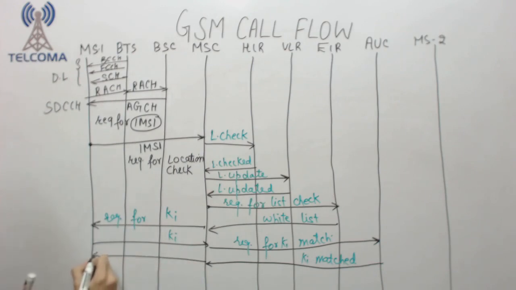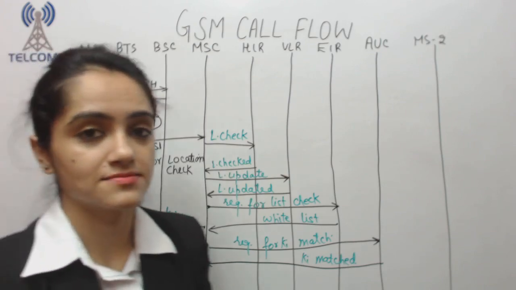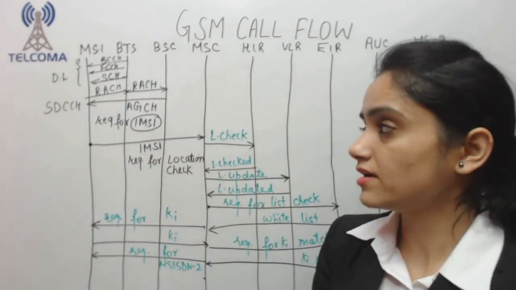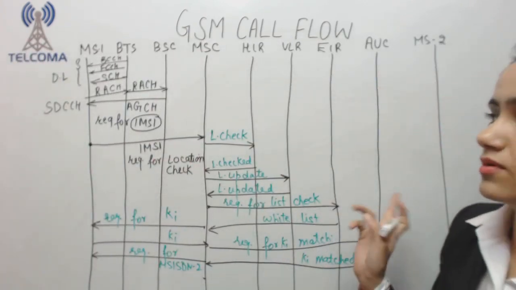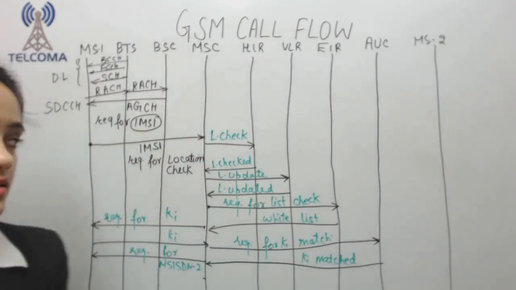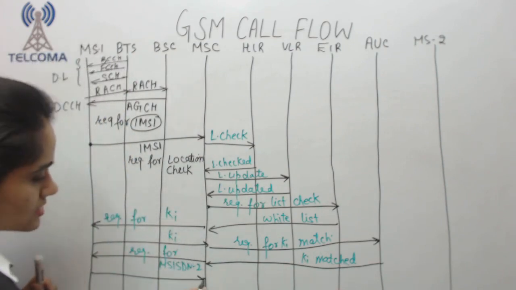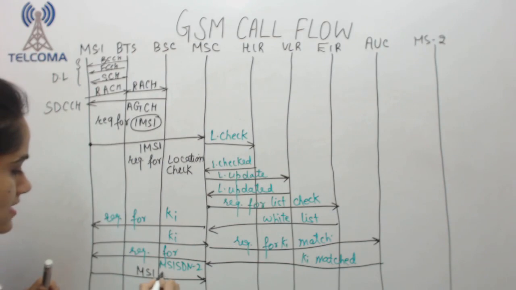Now the MSC will send a request for MSISDN 2. MSISDN is the Mobile Subscriber Integrated Services Digital Number, which is the contact number of the second party with which we need to connect. The MSC is basically the entity which connects the call, so that's why it is requesting. In response, it will send MSISDN 2.